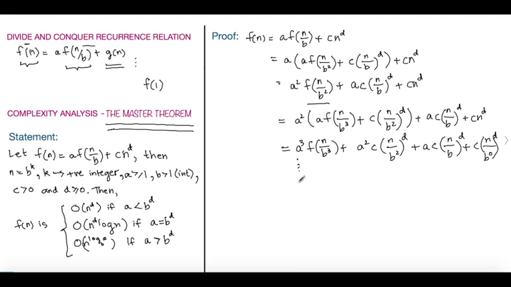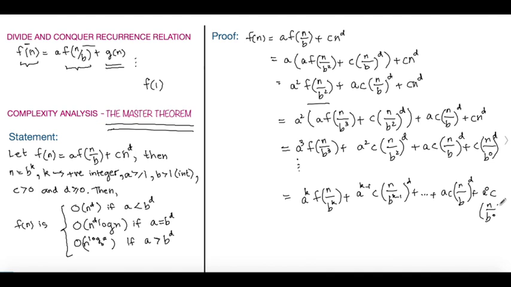Now imagine that I have to do it k times, so just following the pattern here: a to the k f of n over b to the k, plus then I will start with a to the k minus 1, a to the k minus 1 c n over b to the k minus 1 to the power d, plus the next one will be a to the k minus 2, but I will just write the last two terms, a c n over b to the power d, plus, a to the 0. I should have written a to the 0 here as well. a to the 0 times c times n over b to the 0 to the power d.